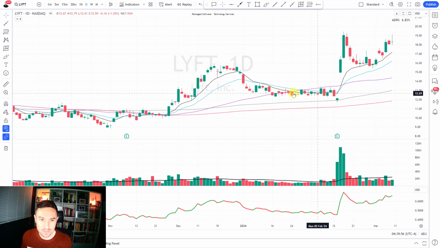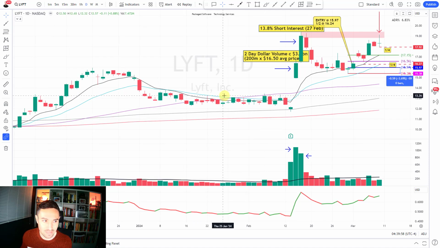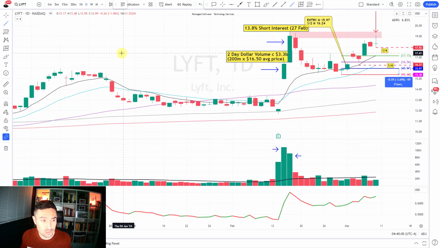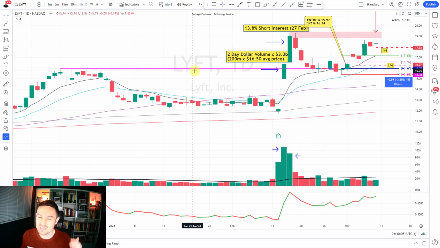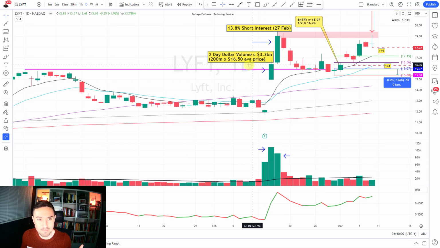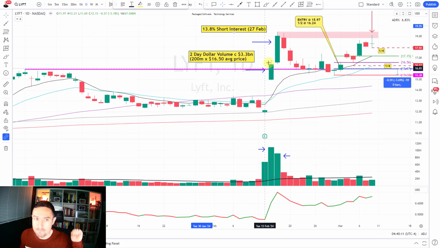Now when we start zooming in, what we can start looking at here from an identification standpoint, I'm actually going to just draw across this previous high, okay? So if you look at this previous high here, this is basically the high of the phase 1 base. So the stock on the earnings reaction is powering out of that, moving higher through that.